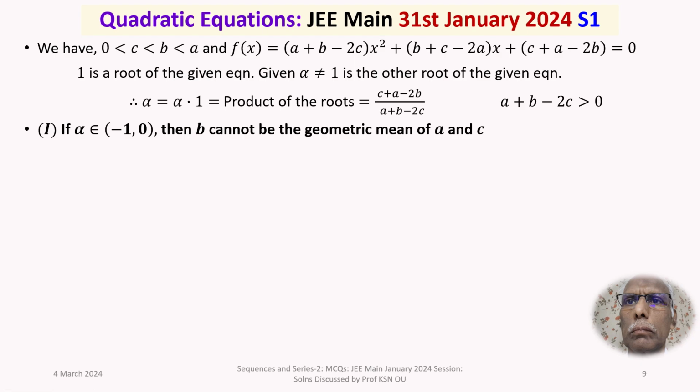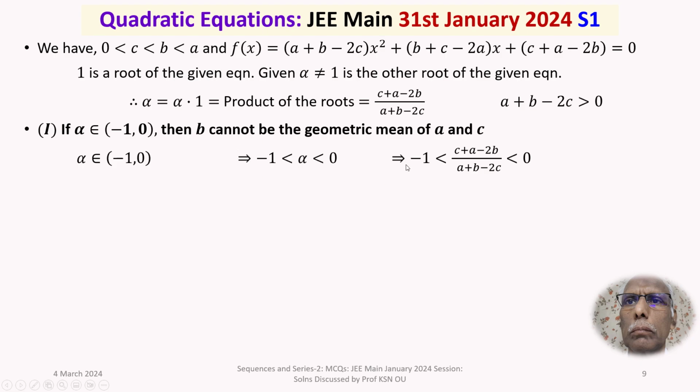Let us consider statement 1. What does statement 1 say? If alpha, one of the roots, belongs to the interval (-1, 0), then B cannot be the geometric mean of A and C. Let's see the validity of statement 1. Take alpha in the open interval (-1, 0), meaning minus 1 less than alpha less than 0.